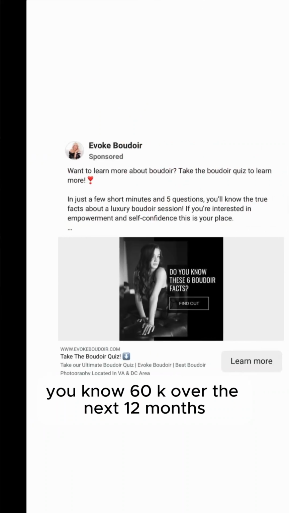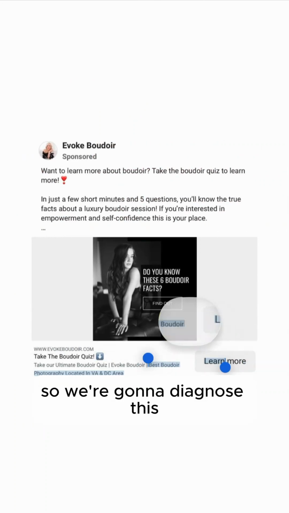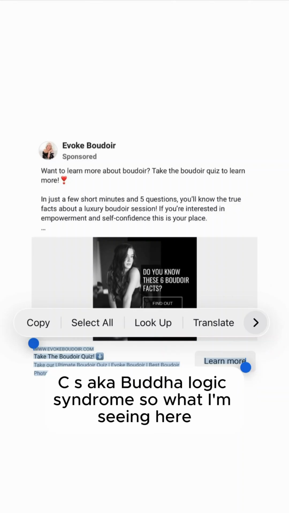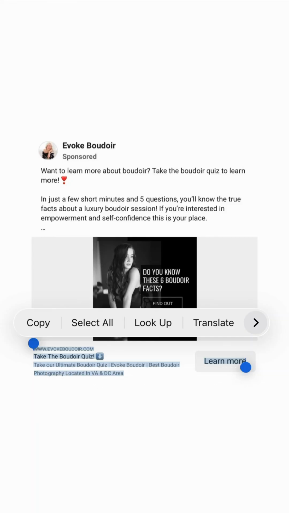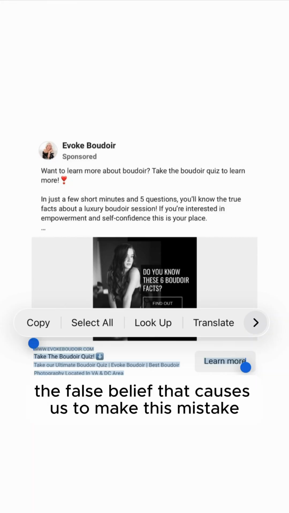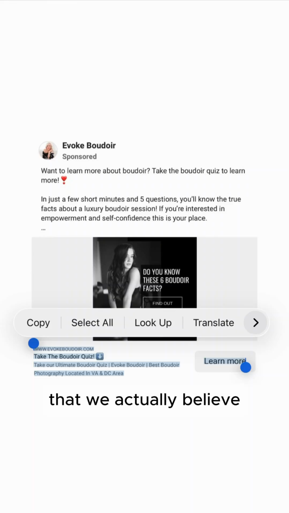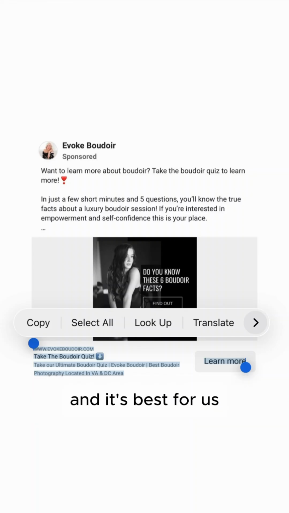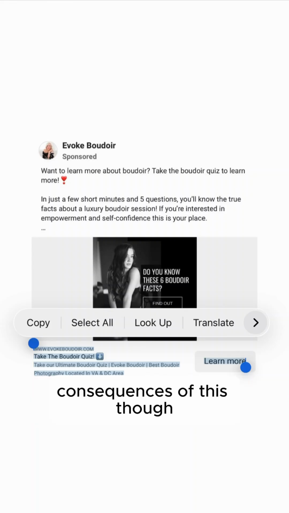So we're gonna diagnose this if we believe it has BLCS, aka Boudoir low-click syndrome. So what I'm seeing here, we got the below creative cluster mistake. The false belief that causes us to make this mistake is that we actually believe that we're trusting what Facebook says we should fill out for our ads is what we actually should fill out, and it's best for us instead of being best for Facebook. Consequences of this, though, way more women scrolling by our Boudoir Facebook ads than necessary.